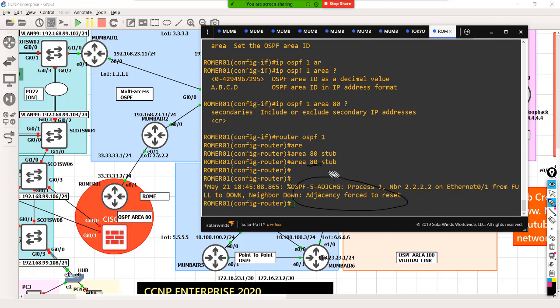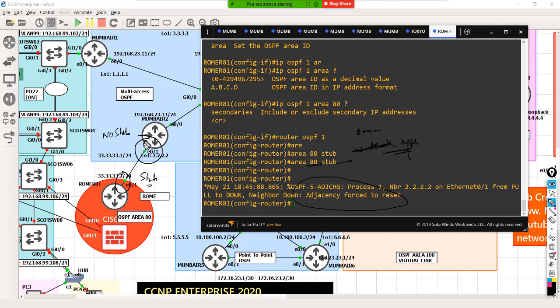So why did it go down? Because of my network type. So this is the network type. On the other side I have non-stub, but on this side I configured stub. As we learned from OSPF neighborship, one of the factors is the area type. Sorry, not network type, area type. If there is a mismatch between area types, then the neighborship is going to break.